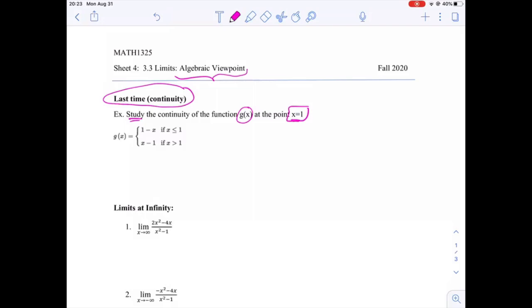We say that the function is continuous if the first condition is that g of 1 exists as some value. As we can see, x equals 1. We have equality here at 1, so we plug in 1 minus 1, which is 0. Find value. Second condition is that the limit does exist as x approaches 1.